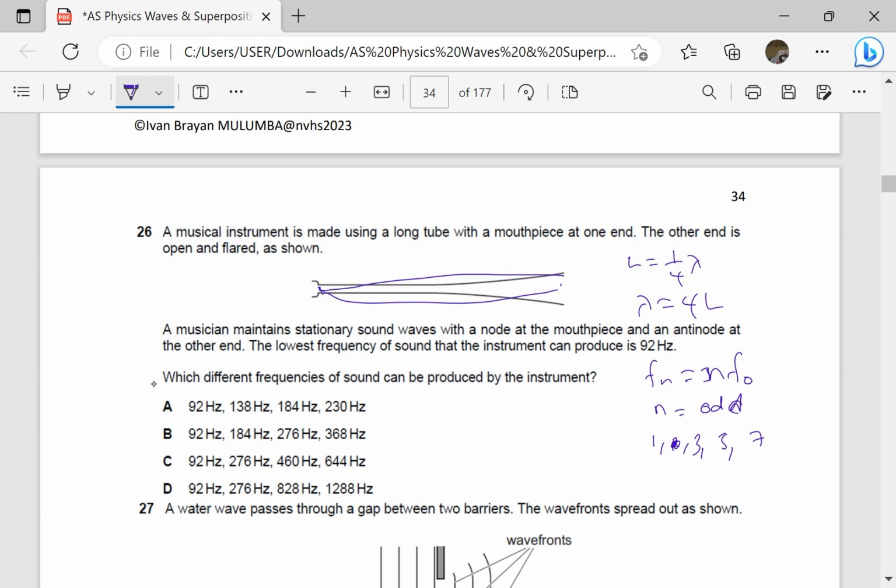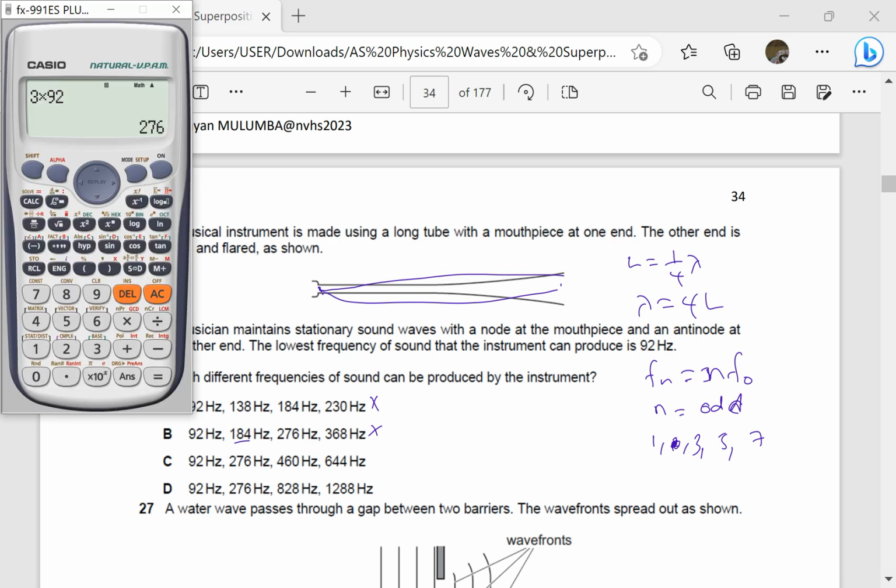Which different frequencies of sound can be produced by the instrument? 276 is missing here, so this one is not going to be there. So we remain with C and D. Then the next one is going to be 5 times 92, which is 460. So the answer is going to be C.